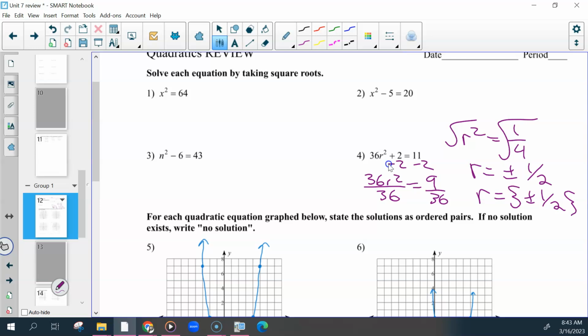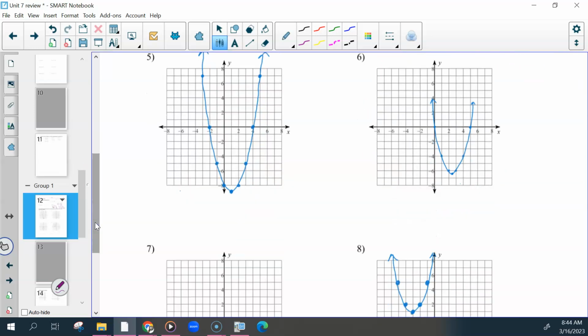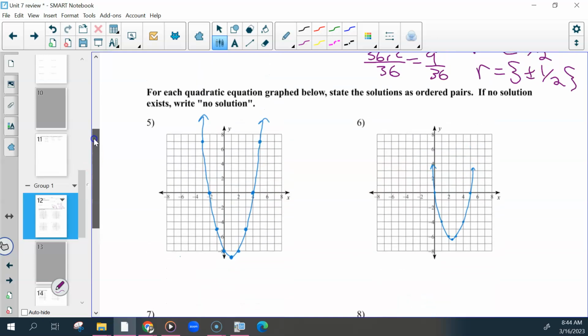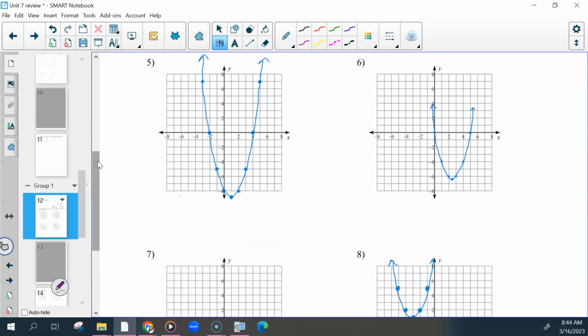Okay, so the next ones, they're switched. So on this review, this section is objective 3, but on the other one, it's a mix. So this is strictly objective 3, and you said 6. So this, you are just looking for solutions. Where does it cross your x-axis? It would be at these 2 points, and you would write them as ordered pairs.